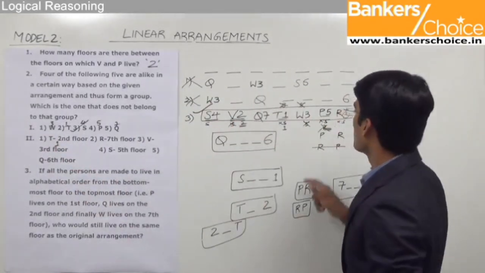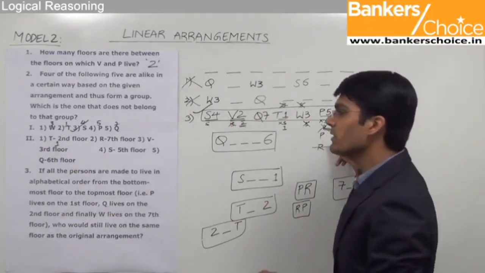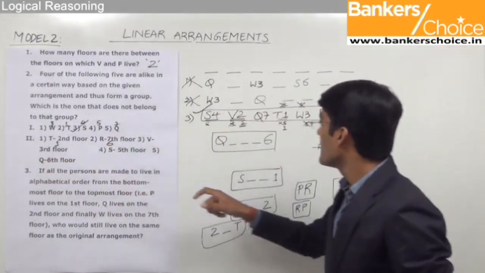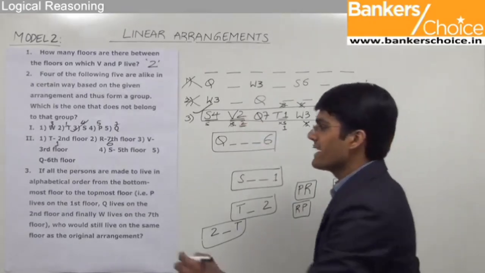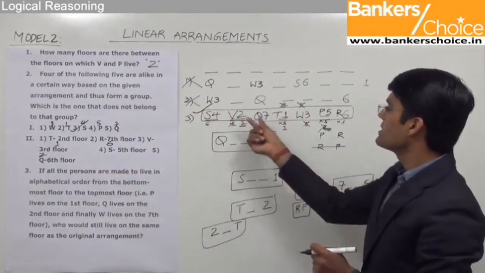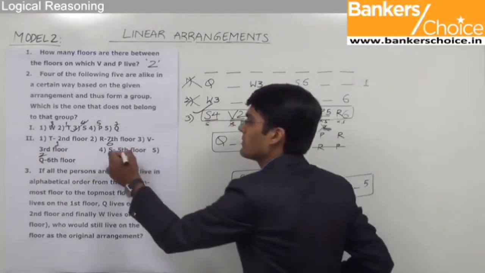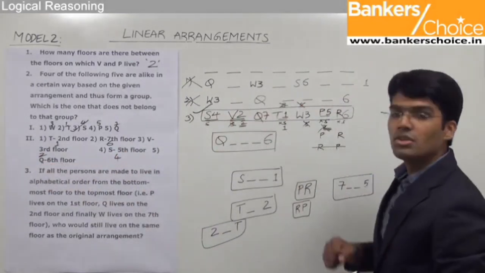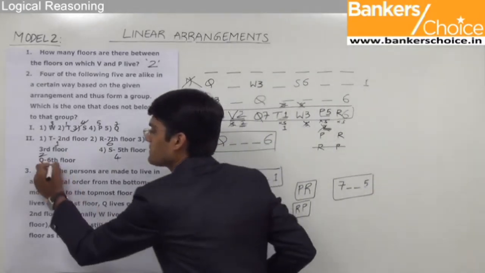R on 7th floor, but from the arrangement R is actually on 6th floor. V on 3rd floor, but from the arrangement we can see V is on 2nd floor. The person S on 5th floor, but from the arrangement we know that S is on 4th floor. And the last option is Q on 6th floor, but we can see that Q is on 7th floor.